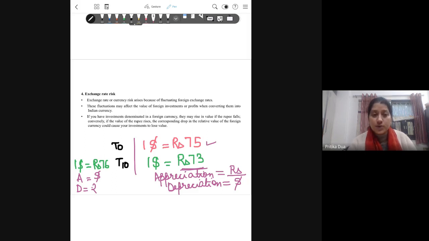This is the fluctuation that takes place in the exchange rates on a daily basis, and this is again beyond the control of a single firm and one of the major factors that contributes to the systematic risk in the investment. Any question in this?